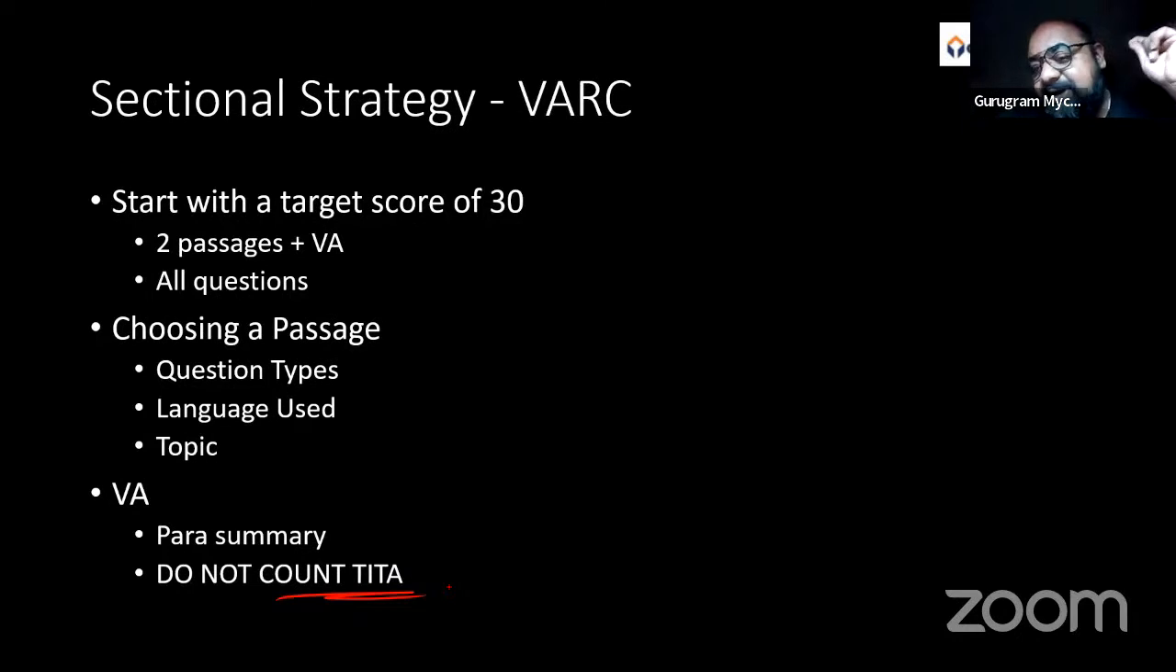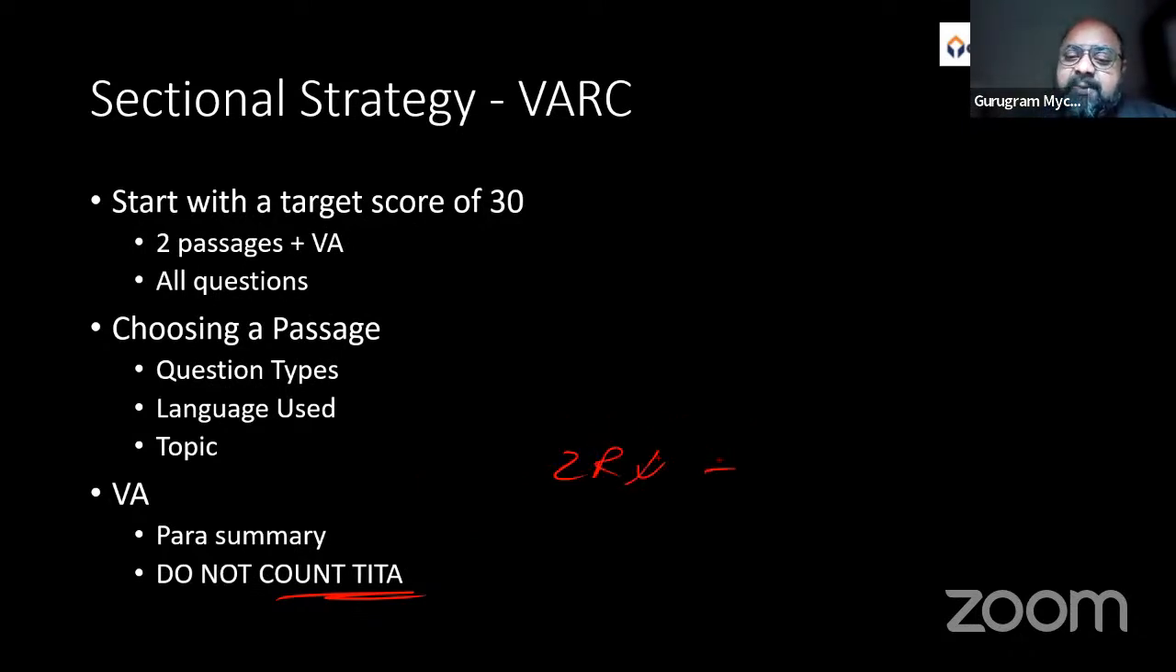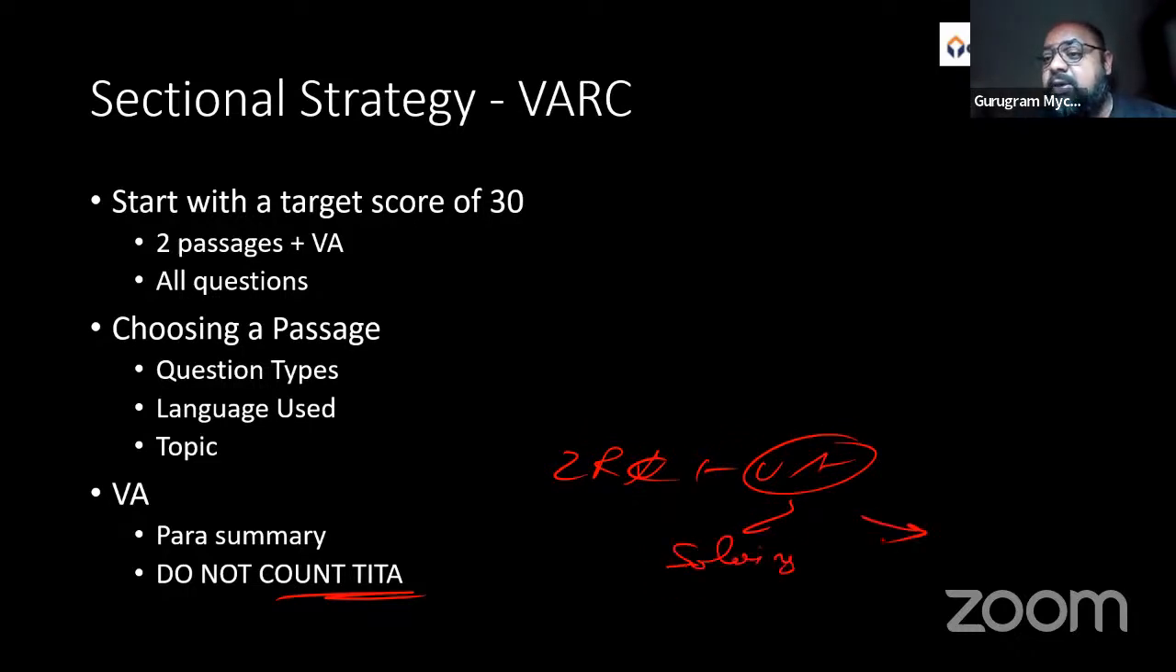So only count the theta questions that you actually solve, not the ones that you just put in, because that kind of skews your preparation. Because in my head, I'm thinking that I'm doing 2 RCs and I'm attempting all VA questions, but मेरा score नहीं आ रहा. In how many of these questions are you actually solving is what is important. There is a very distinct possibility that you might just be attempting those questions, right? So VA wale mein iska dhyan rakhna.